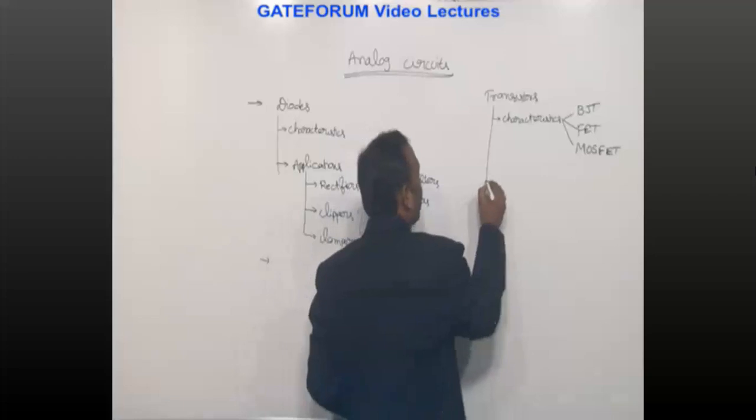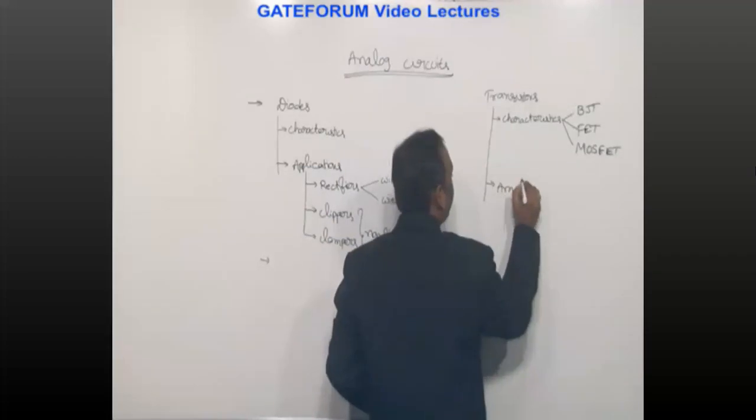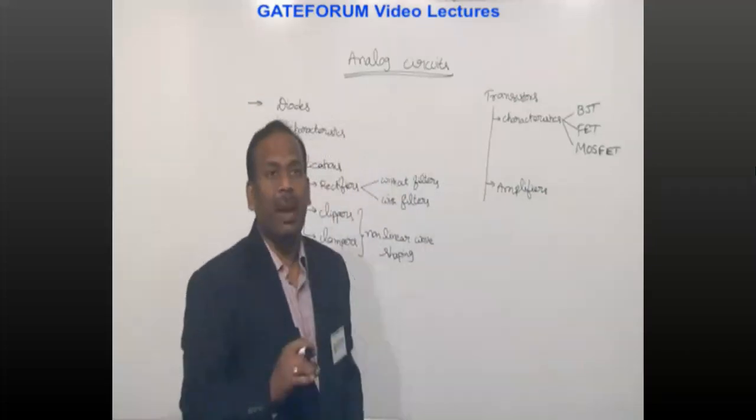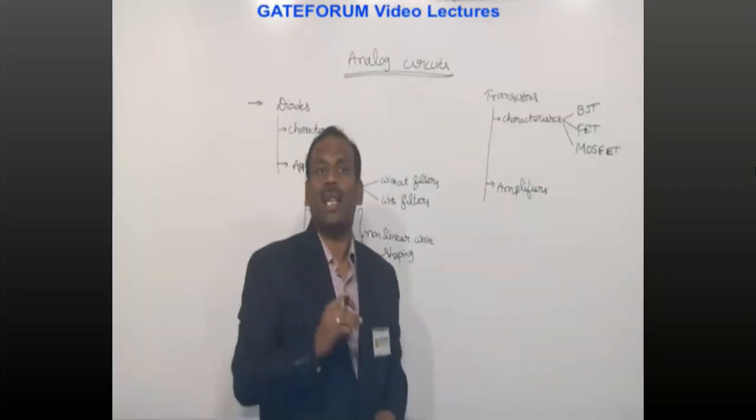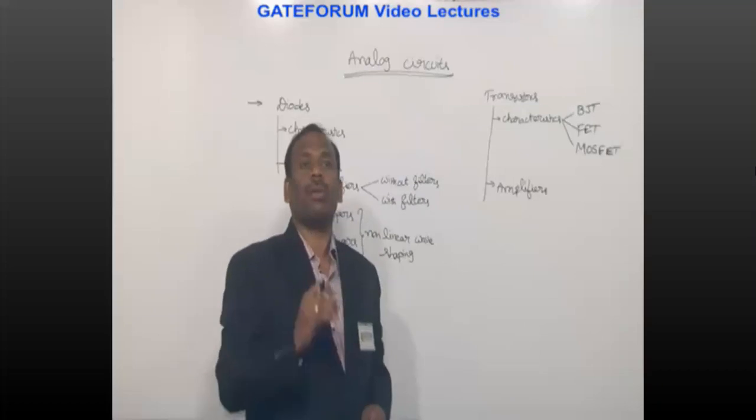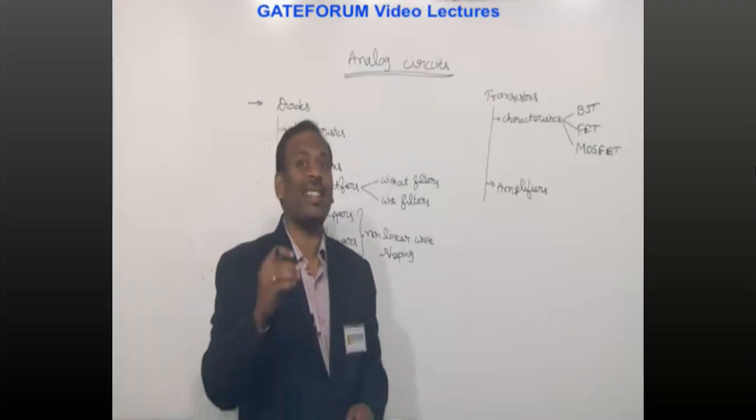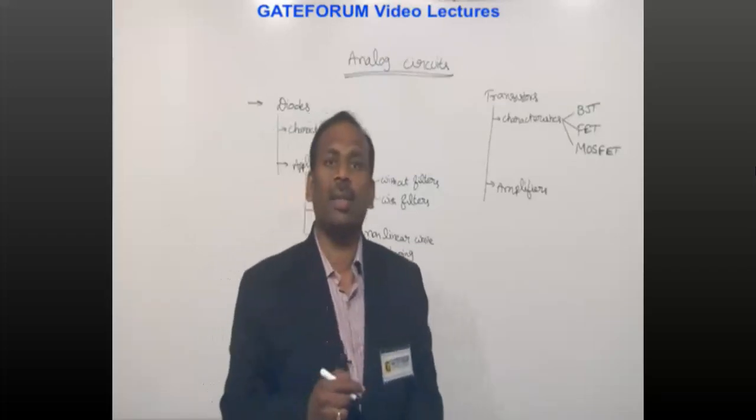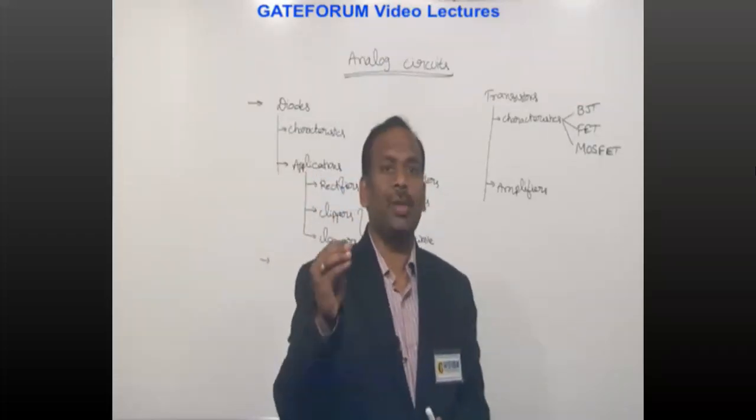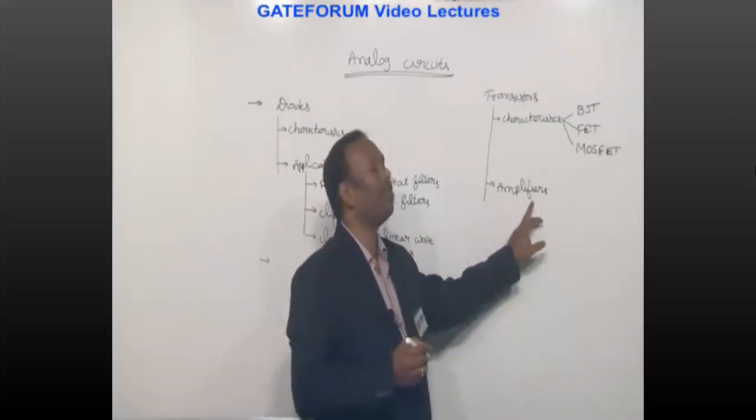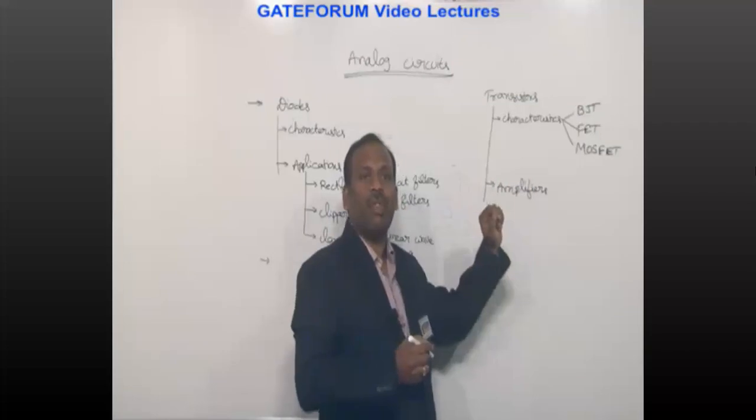Then comes amplifiers. CE amplifier, CB amplifier, CC amplifier. All those three are called BJT amplifiers. Similarly, common source FET amplifier, common drain FET amplifier, common gate FET amplifier. MOSFET amplifier. Similarly, we have to study about the MOSFET amplifiers. That is the latest introduction. Previously, MOSFET amplifiers were not there in the GATE syllabus, but this year onwards, it is introduced.